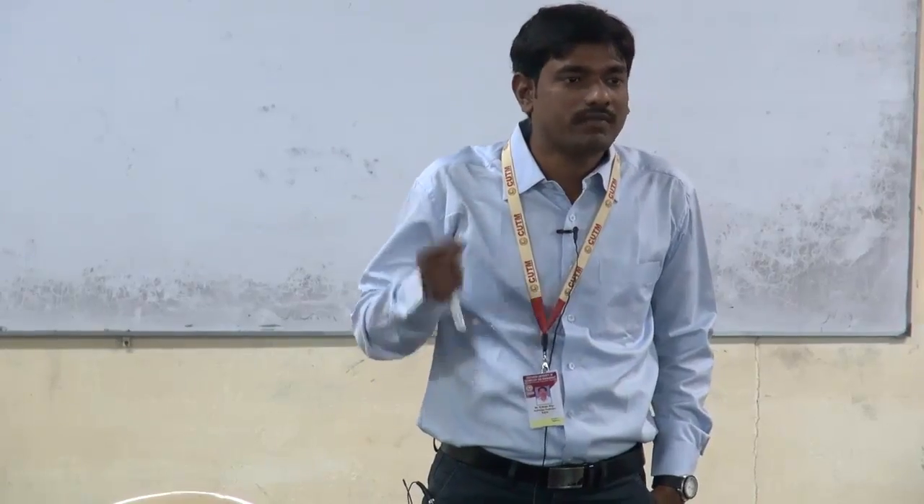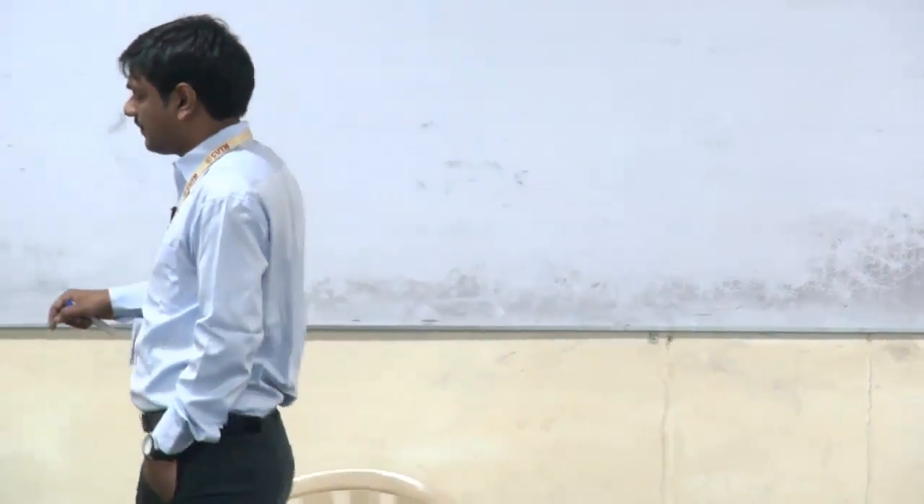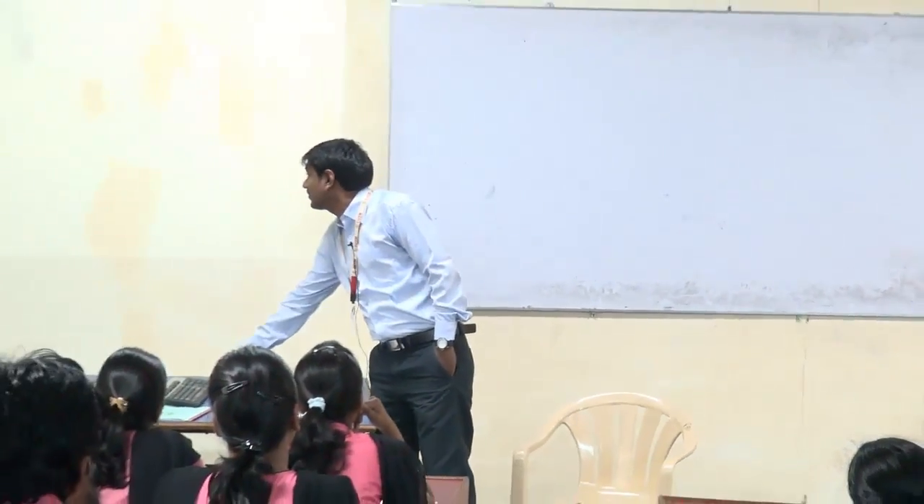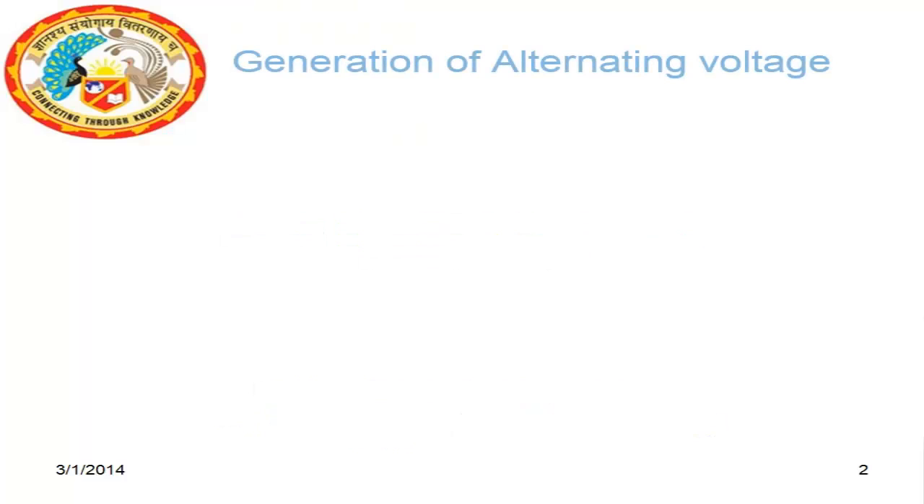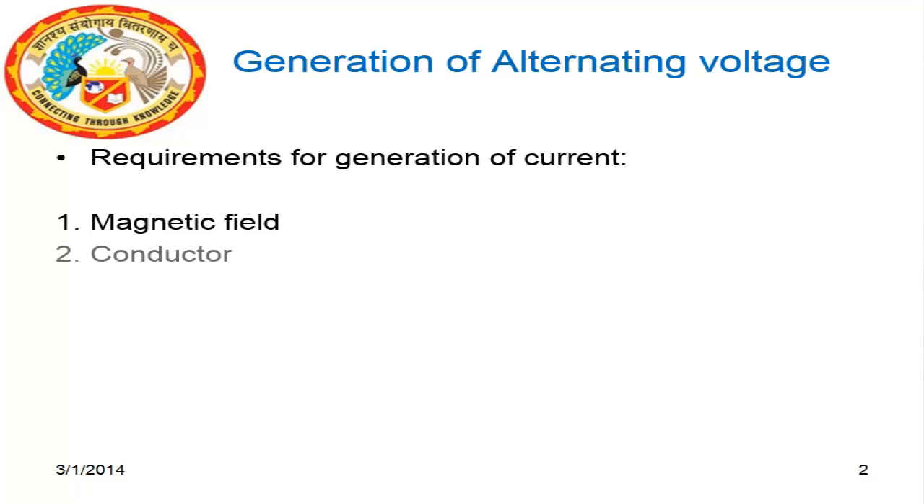Right? So to generate an EMF, what do we require? The requirements to generate current or voltage. Faraday's law says that whenever a conductor cuts the magnetic field, it induces an EMF. So we require, first, a magnetic field, and the second is a conductor.